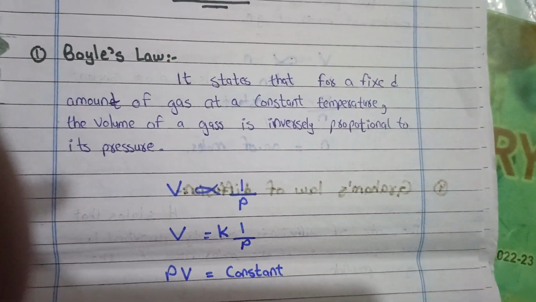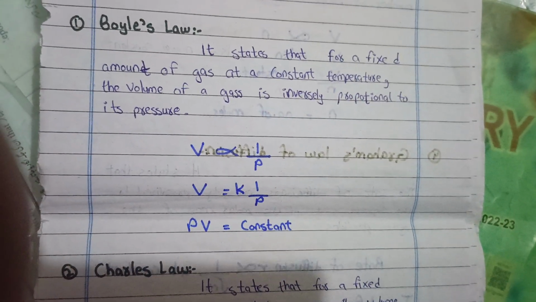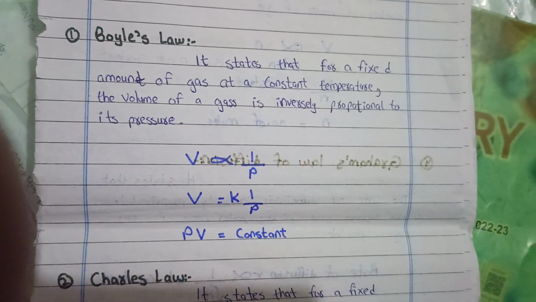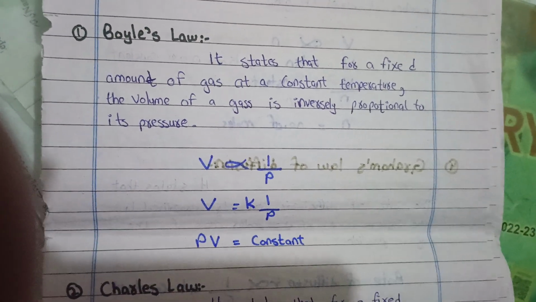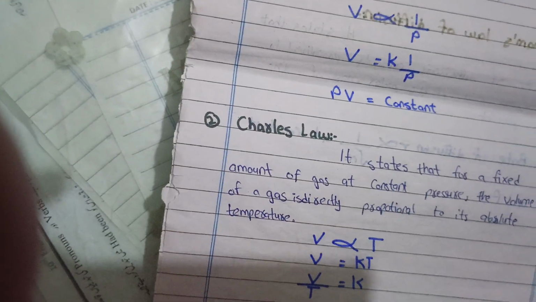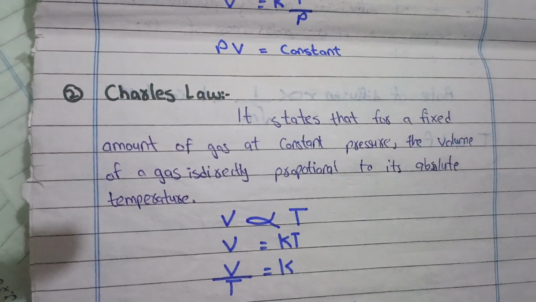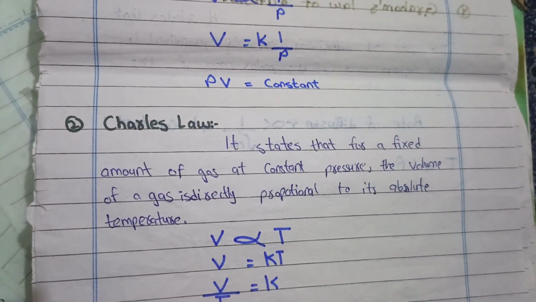So friends, these were the four important gas laws: Boyle's law, Charles' law, Avogadro's law, and Graham's law of diffusion. If you understand these well, you can easily explain the behavior of gases in science and in daily life.